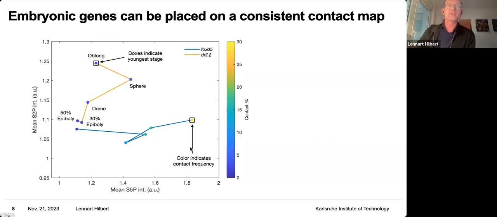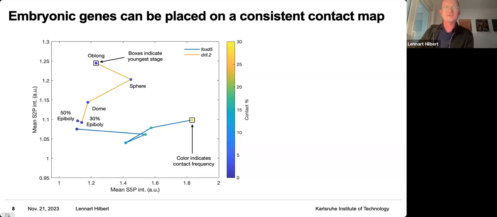Additionally, in this map, you can indicate the contact frequency, here contact percentage by color, meaning that the yellow color corresponds to 30% contact frequency. This is also the highest contact level that you have seen in the slide before. You can see how over development it turns green and ultimately blue, so you're losing contact over the course of development.